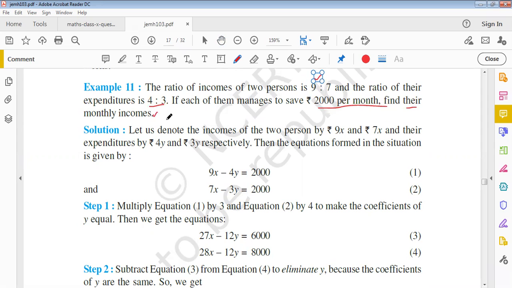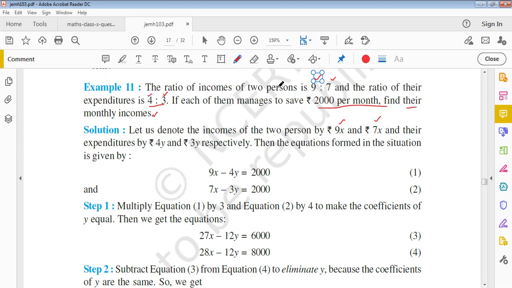First of all, we need to keep in mind what is given and what to find. Income minus expenditure is equal to saving. From the income, if you subtract the expenditure, the saving will be left. The incomes of the two persons are in the ratio 9:7, so let us take the incomes as 9x and 7x, and the expenditures as 4y and 3y.